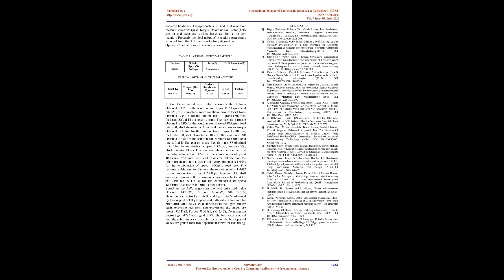The values achieved from the algorithm are experimented again. From that experiment the values are: thrust 0.01782, torque 0.06481, SR 2.458, delamination factor FIN 1.4723 and FOUT 1.5147. Both the experimental and algorithm values are similar, therefore the best optimal values are obtained from this experiment for better machining.